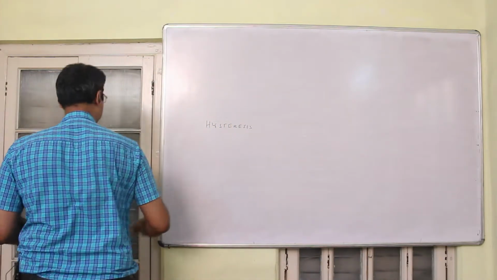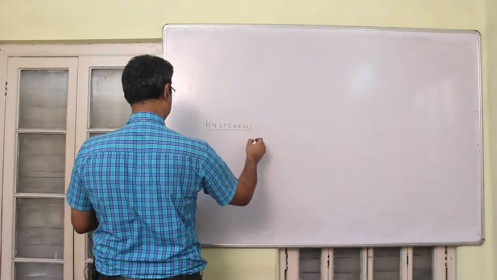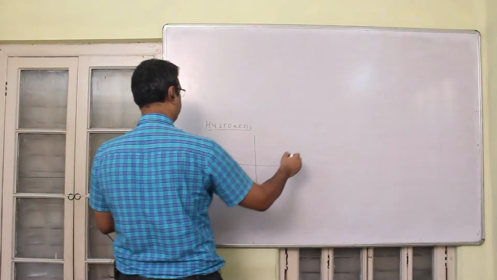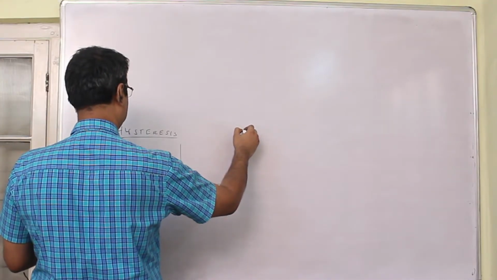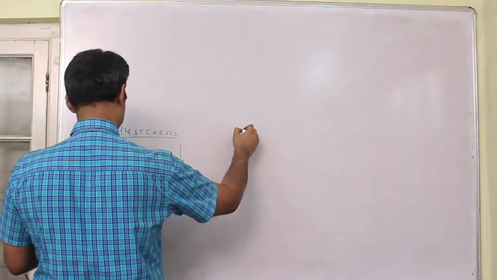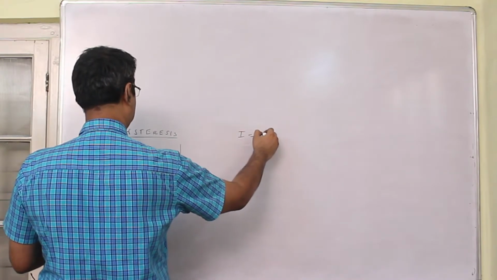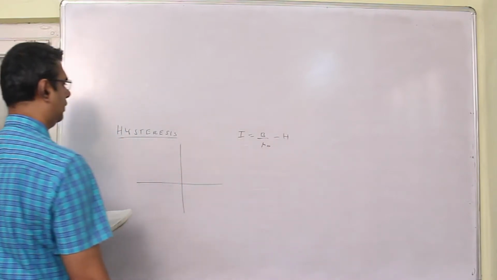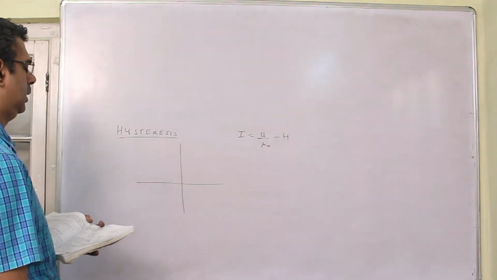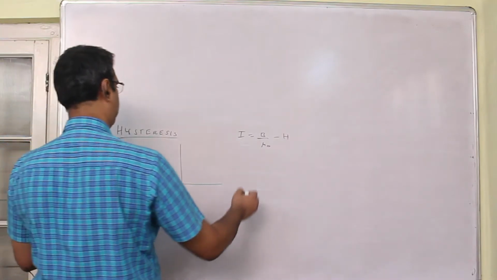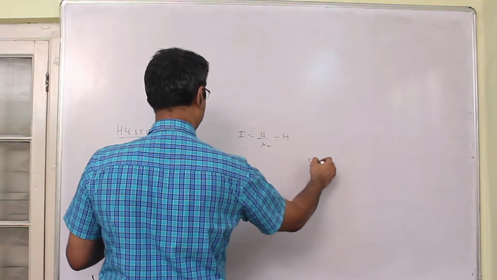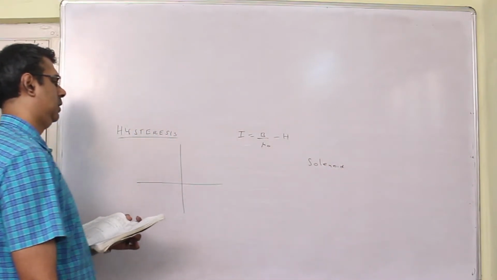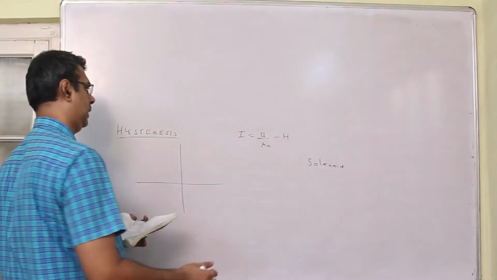Okay, now we come to the next part of this chapter, that is hysteresis. Suppose we begin by discussing that intensity of magnetization is B by mu naught minus H. So let's say you're talking about a solenoid. All of you know that in a solenoid the core is made of soft iron.